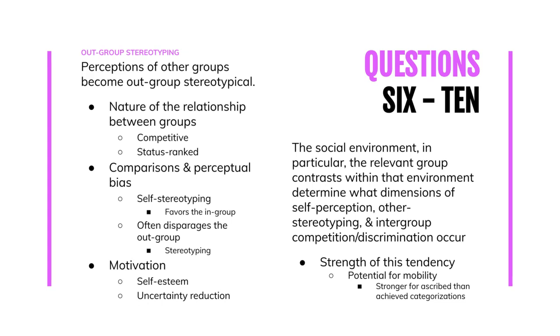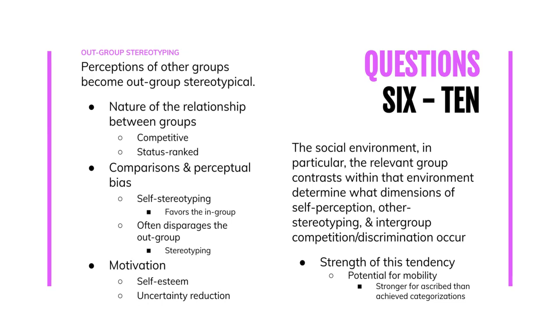The strength of this tendency varies depending on the potential for mobility, status, prestige, and so on. And it is stronger for immutable, ascribed categorizations like race, sex, nationality, and so on, than for achieved categorizations like educational attainment, memberships in sports teams, occupation, etc., especially if the higher status is within reach. Therefore, the social environment, and in particular the relevant group contrast within this environment, determine what dimensions of self-perception, other stereotyping, and intergroup competition or discrimination occur.